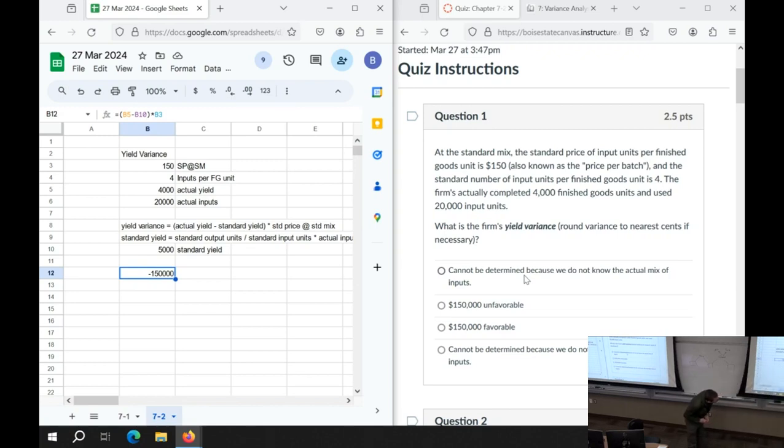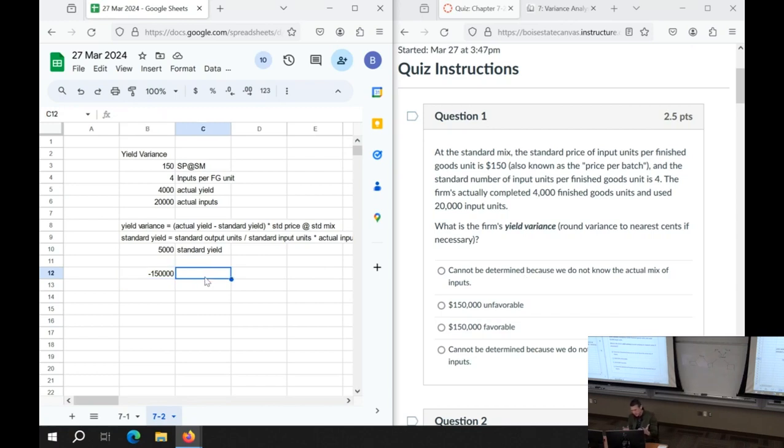Let's see. "Cannot be determined because we do not know the standard mix of inputs." It doesn't matter that we don't know the standard mix of inputs, because I gave you what the price is at standard mix. I circumvented that. You would need that if you had to calculate it yourself, but I gave you the final number. So that's incorrect.